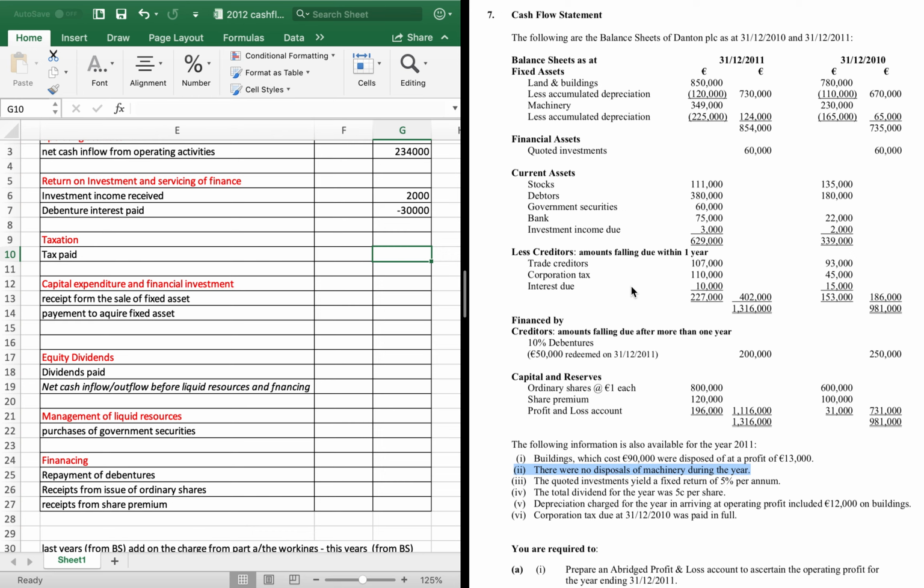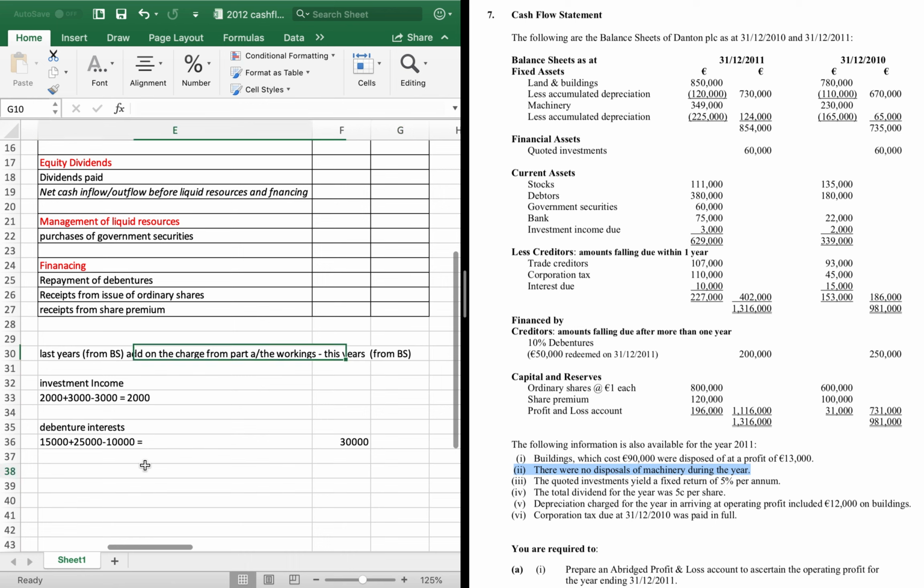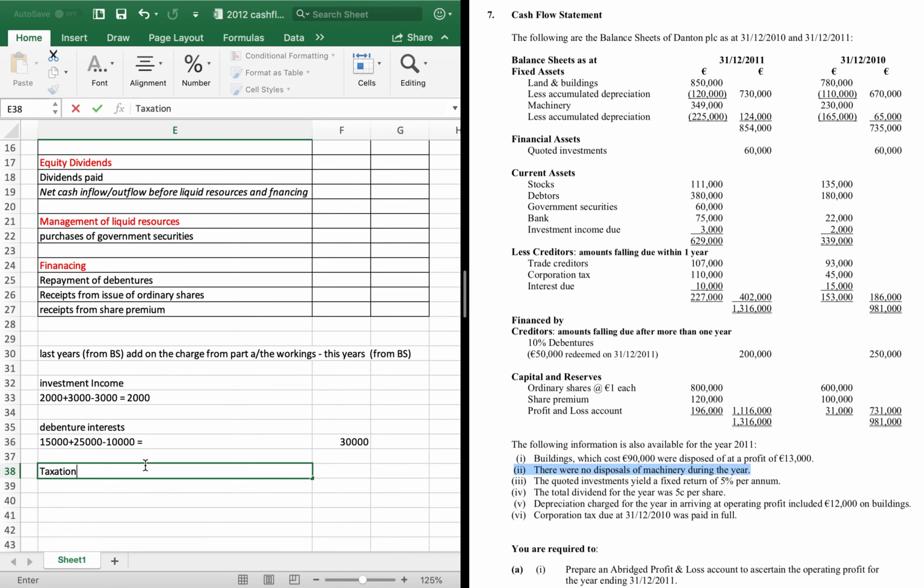Now it's actually a little bit easier with taxation. It tells you how much you're paying. We're paying the last year's amount in full, which is 45,000. Doesn't always. We'll just follow the same process, right? We know the answer will be 45,000, but let's look at taxation. We've got last year's taxation of 45,000.